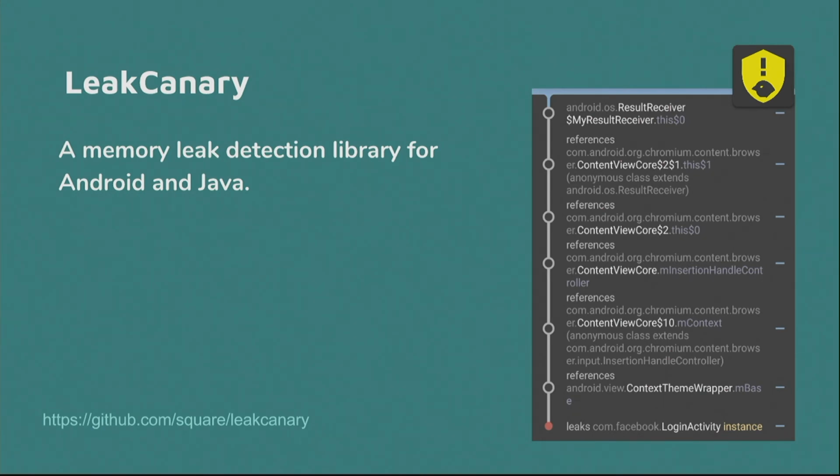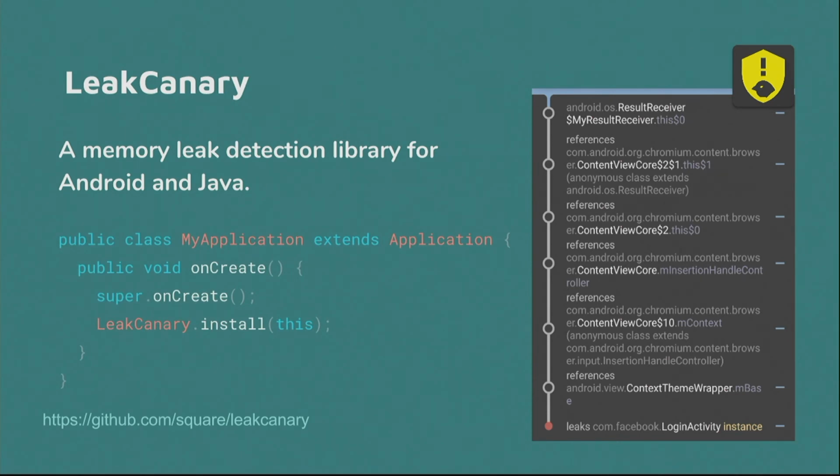It tries to find leaked resources you have, activities or context or whatever, and shows a notification if you have something. Sometimes you will see a pop-up showing your app is freezing. We are trying to dump memory and check for leaks, and later you will see a notification if something actually is leaked. And like all of these tools, it's super easy to install. It's just one line in your application.